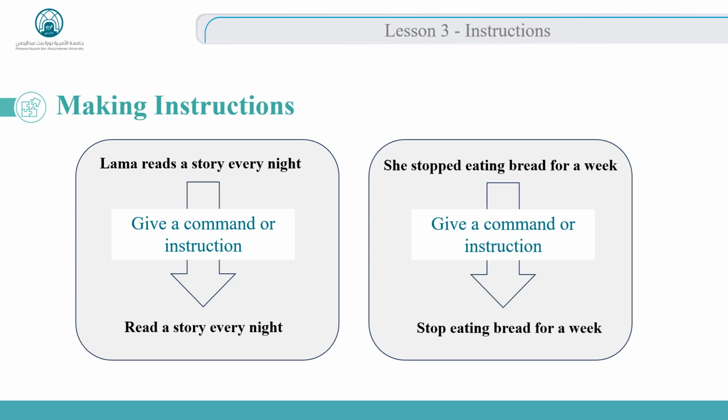So here, read a story every night. Stop eating bread for a week. Both are sentences. They are imperatives. They are instructions. They have what makes a sentence a sentence. They have a subject, a verb, and a complete idea. But the subject here is implied, understood from the context.